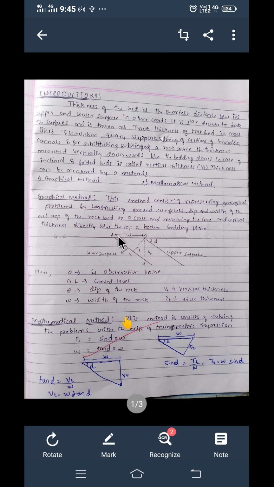Similarly, consider a triangle AOY. Here again W is the width of the rock bed, and this is the vertical thickness. Apply the tan rule: tan D equals opposite by base, Vt by W. So Vt equals W into tan D, where Vt is the vertical thickness, W is the width of the rock bed, and D is the angle of dip. If you want to find the vertical thickness, apply this rule.